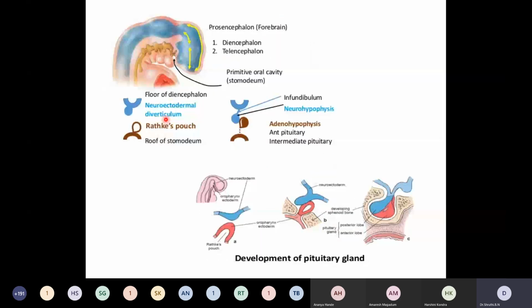neurohypophysis. The anterior lobe develops from the upward growth of the roof of the stomodeum. It is the roof of the stomodeum from where the upward growth, called Rathke's pouch, arises, and the posterior lobe or neurohypophysis is the descending part of the diencephalon, and both of them unite. See, this is Rathke's pouch and this is the neuroectoderm that descends down, while this ascends up. The cavity of Rathke's pouch encloses both of them, they unite and form the pituitary gland.